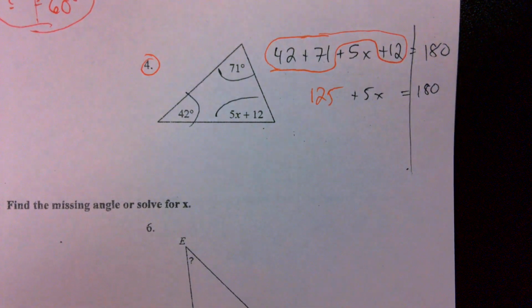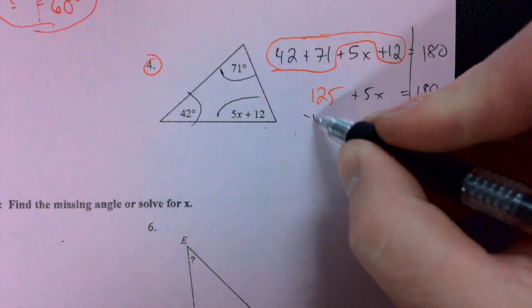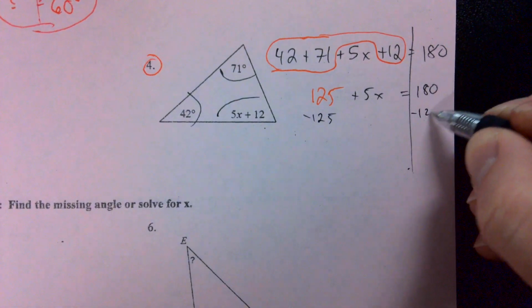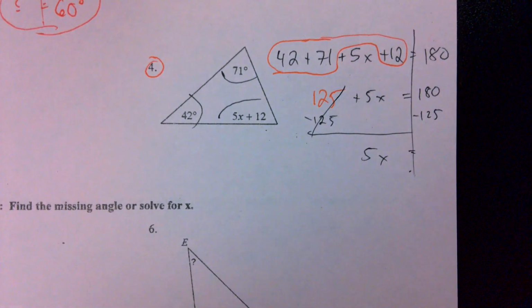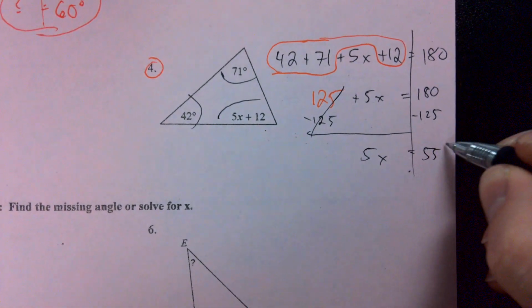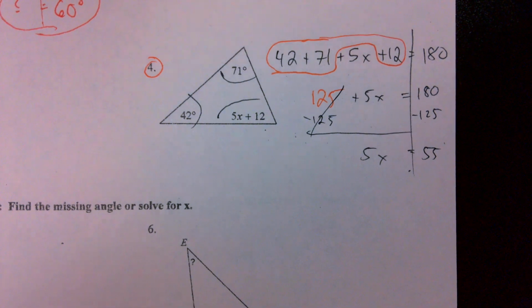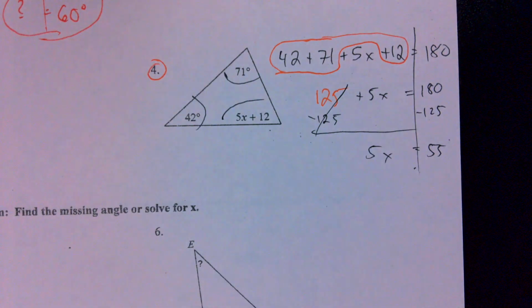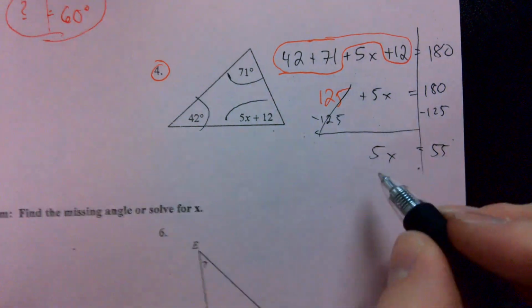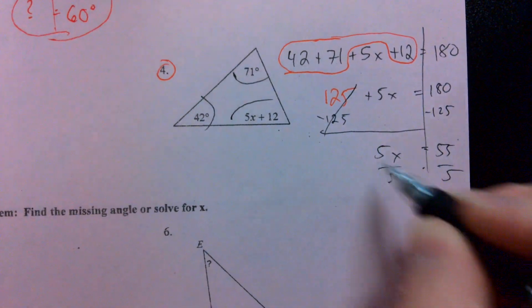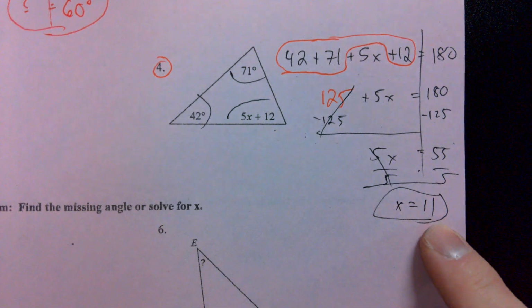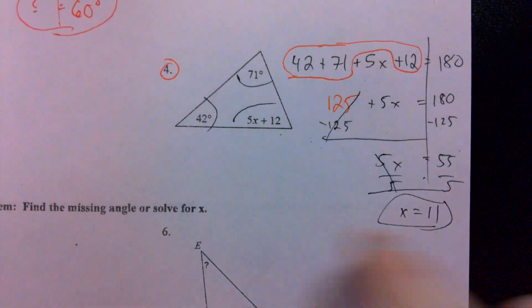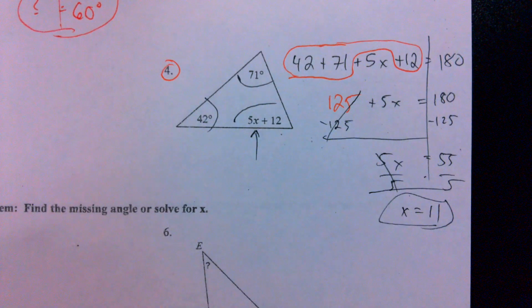Plus 5x equals 180. What do I want to do now? Subtract 125, leaving me with 5x equals 55 degrees. And now how can I get x all by itself? Divide by 5. How many times does 5 go into 55? 11. Do I want to put degrees on my answer? No, because all we're doing is finding x.